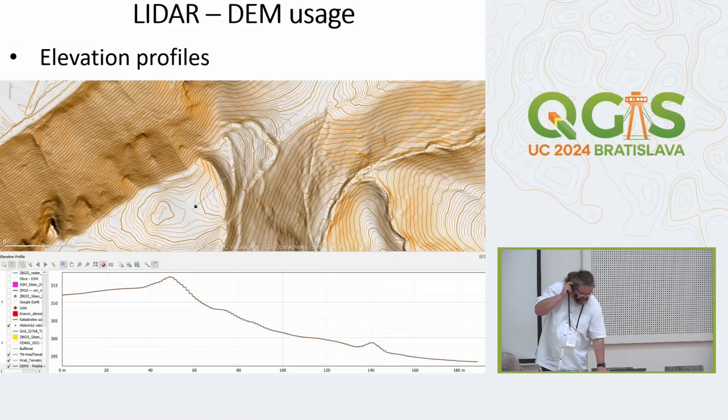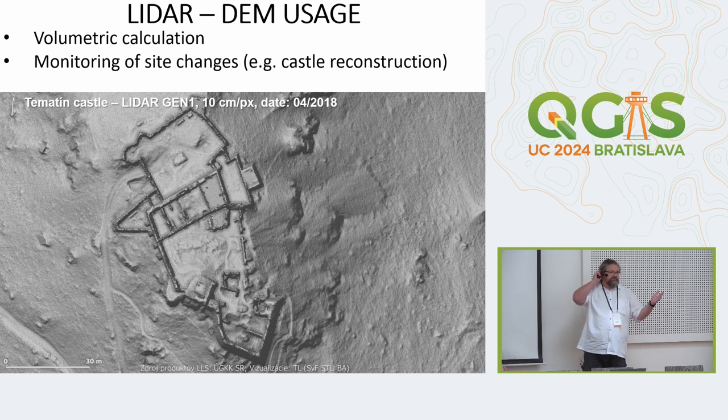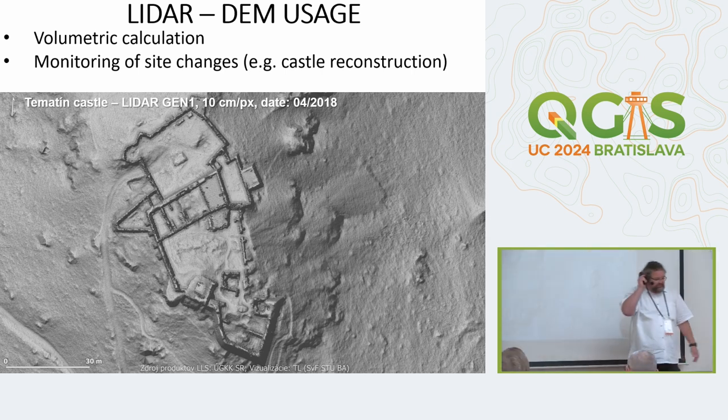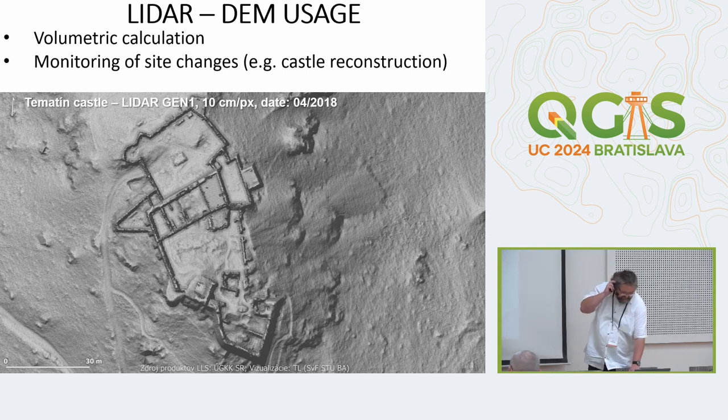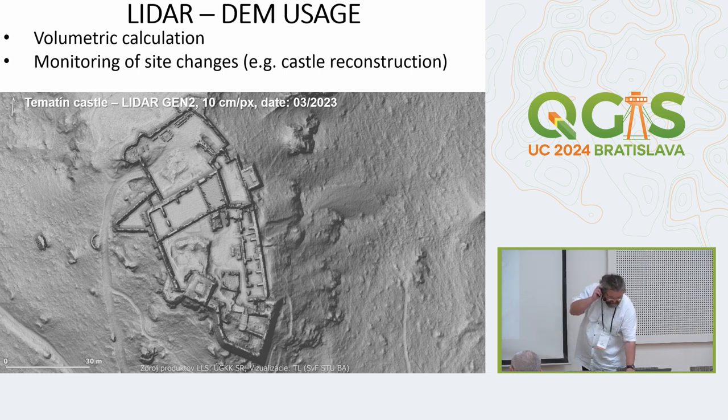And another usage of the digital elevation model: we now have two generations of the LIDAR data. One is from around 2017-18. The second one started, I think, last year. And here is the castle Temačín. Maybe you can focus on this part. This castle is under heavy restoration by volunteers. So maybe you can see the difference between two generations of the LIDAR.